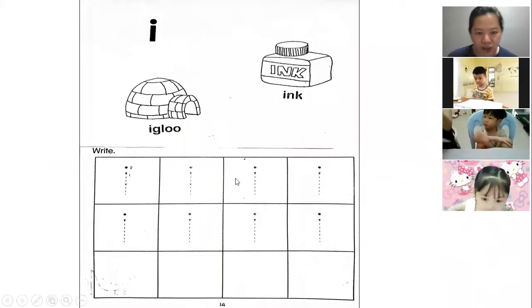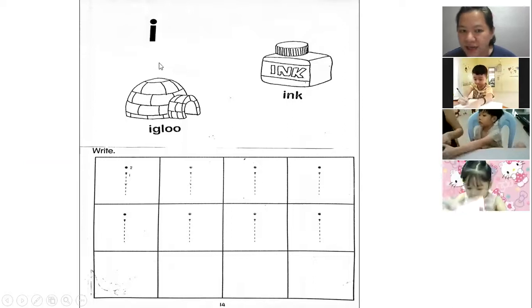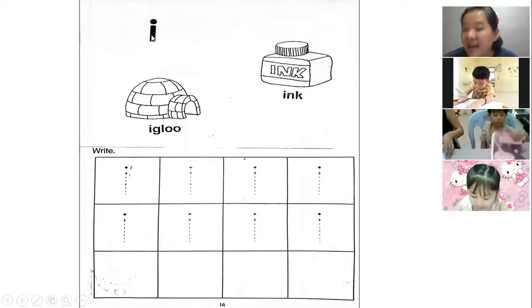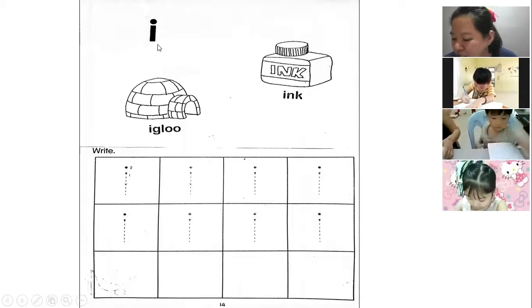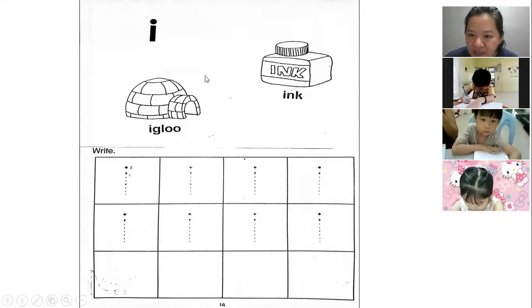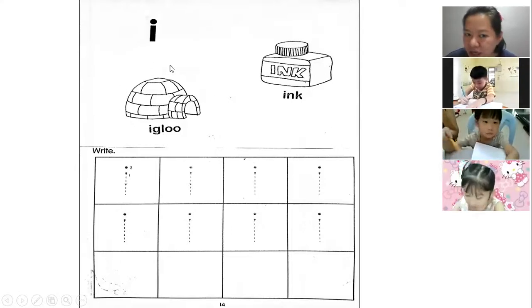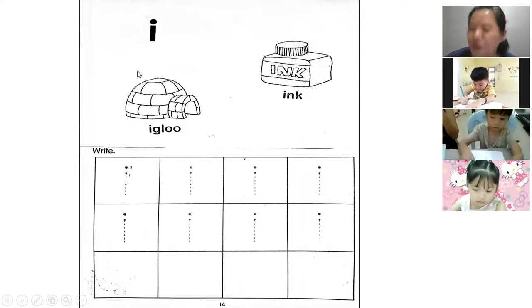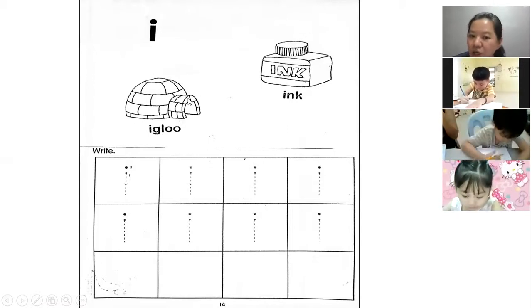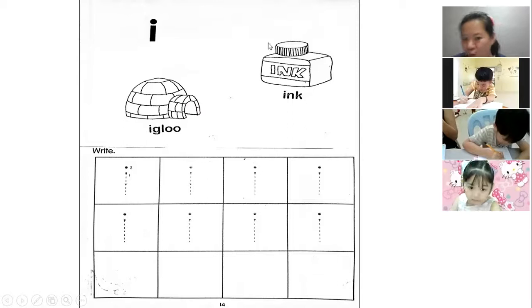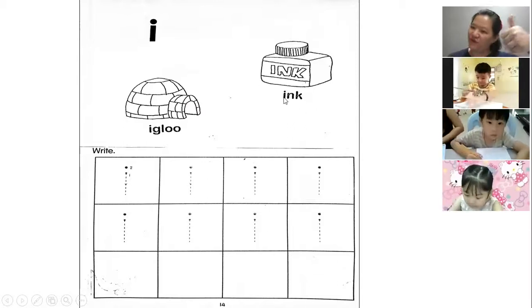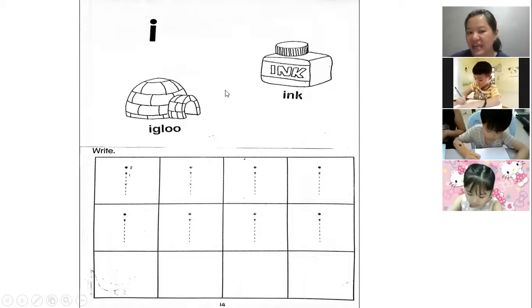Okay, so this is the letter. What letter is this, children? Letter I. Letter I. Very good. Do you remember what this is? I-E? Igloo. Yes, this is igloo. And how about this one? Do you know what this is? Ink. This is I-E, ink.